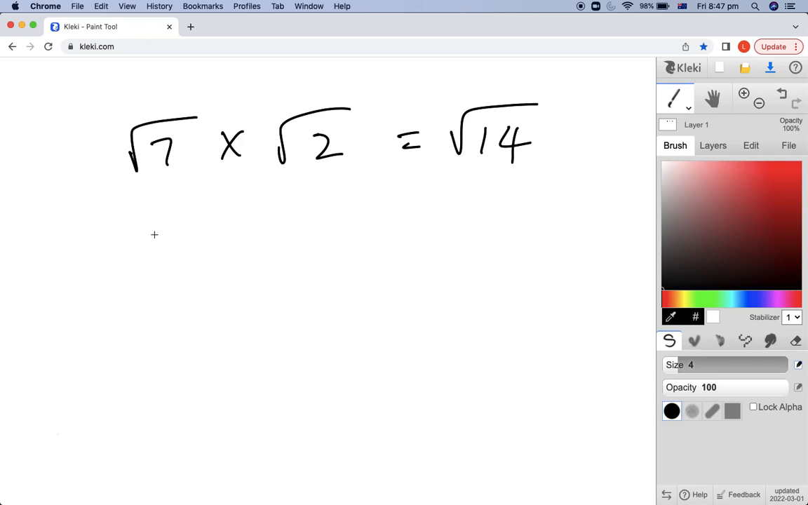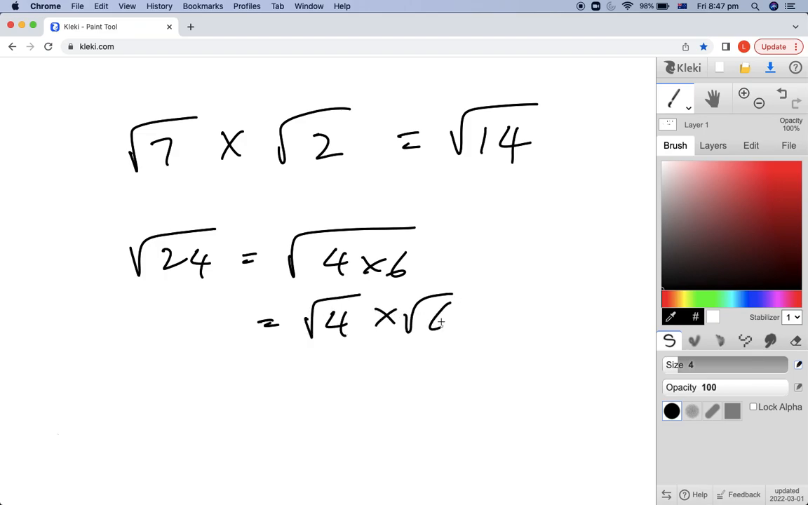So it's the same thing as earlier. What we did was, let's say with root 24, we break that up into root 4 times 6. What we're doing now is we're just doing it the opposite way. So root 4 times root 6, we're just going from this step back to this step.